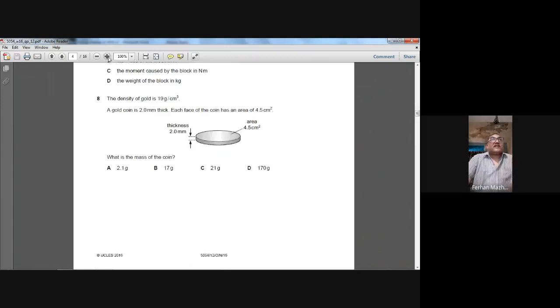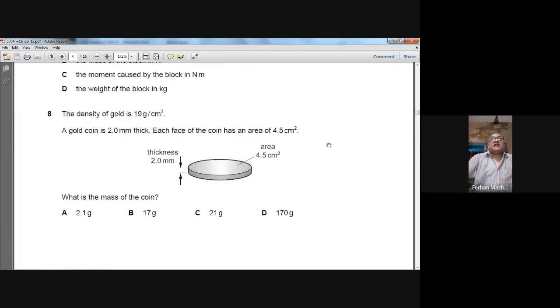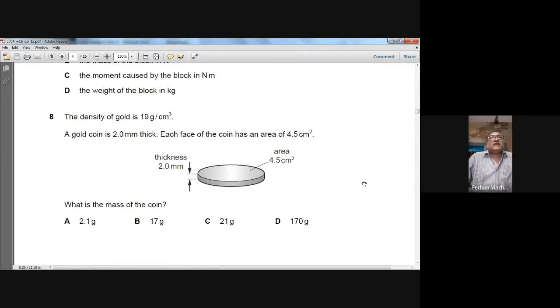Okay, on your screen right now, we have question number 8. You can see the density of the gold is 19 gram per cubic centimeter. A gold coin is 2 millimeter thick. Each face of the coin has an area of 4.5 centimeter square. What is the mass of the coin? You know, the cross-sectional area of the coin is given, that is 4.5 centimeter square. The thickness is 2 millimeter.